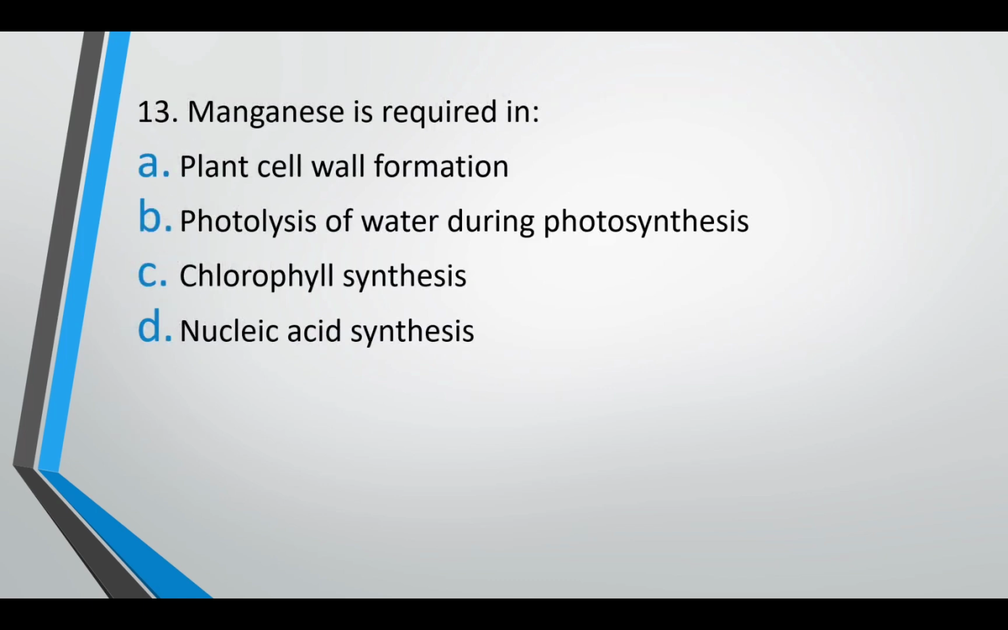Question number 13. Manganese is required in plant cell wall formation, photolysis of water during photosynthesis, chlorophyll synthesis, or nucleic acid synthesis. Which process is manganese required in? The correct answer is option B, photolysis of water during photosynthesis.